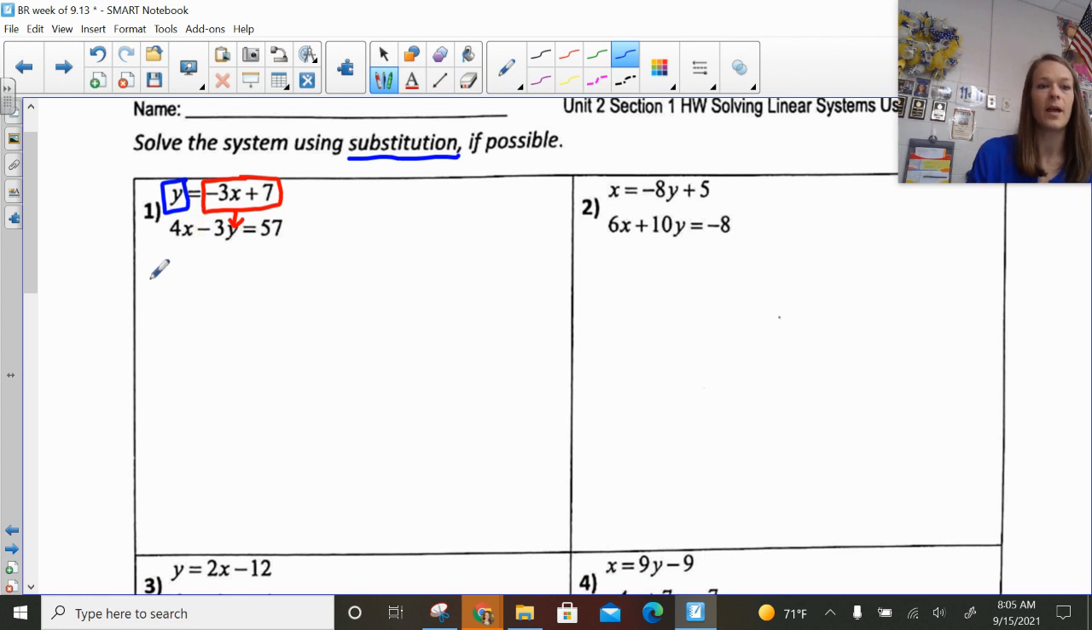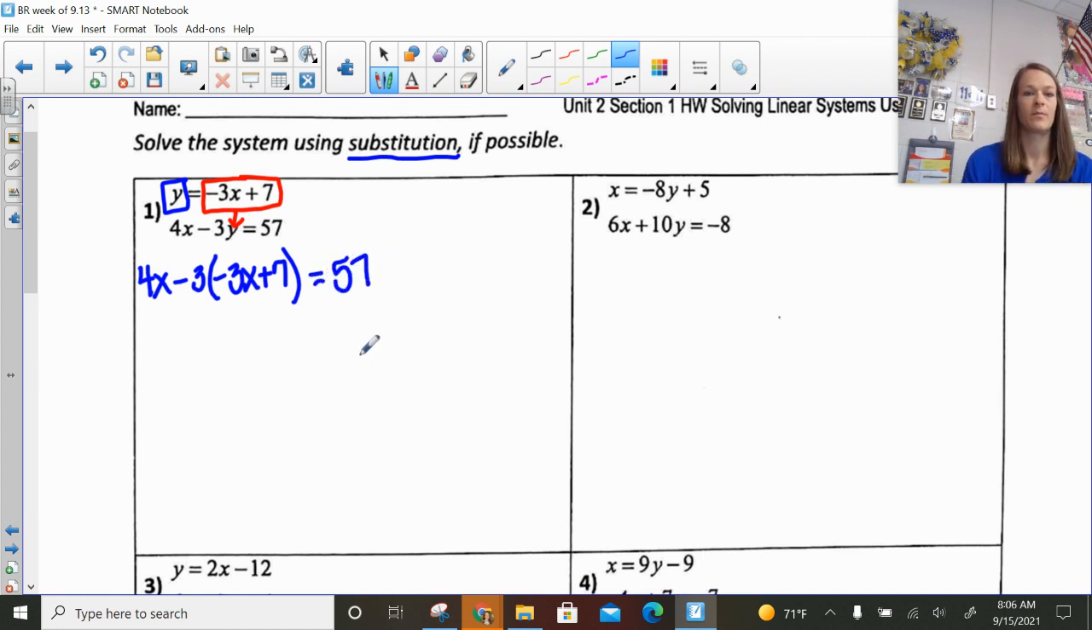I'm going to keep the 4x, and I'm going to keep the minus 3. But in parentheses, I'm dropping the y. The y completely goes away, and I'm going to plug in negative 3x plus 7, because that's what y is. Then I'm going to leave the rest of the problem the same, so equals 57. From here, I need to simplify this and solve for x.